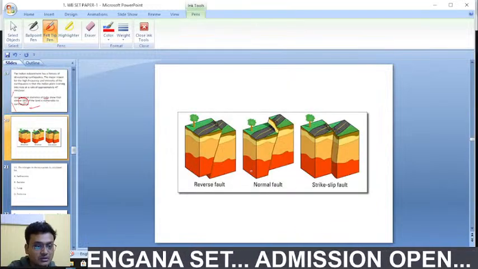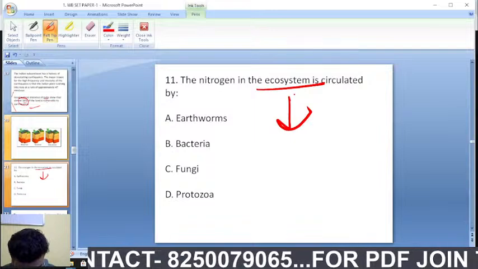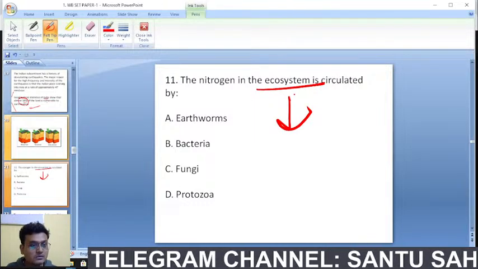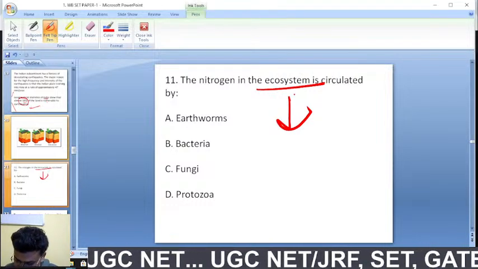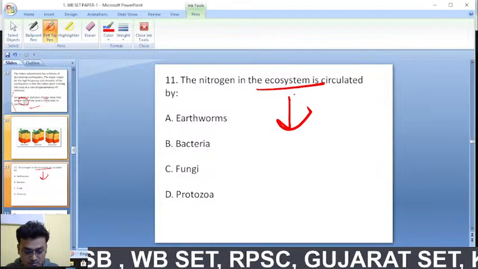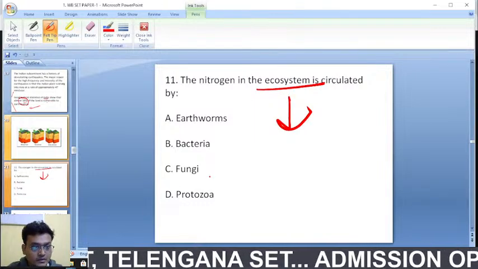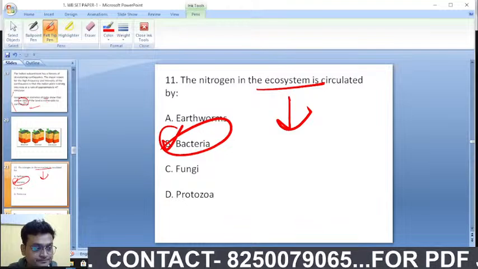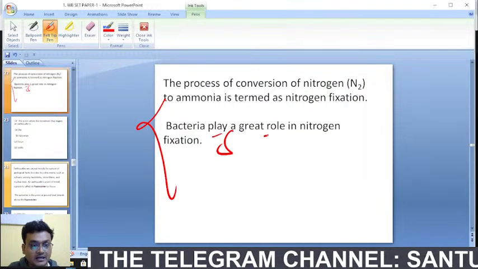Okay, chalo. The nitrogen in the ecosystem is circulated by earthworms, bacteria, fungi, protozoa. It's bacteria. Well done, it's bacteria. नाइट्रोजन इकोसिस्टम में बैक्टीरिया से होता है. Bacteria plays a great role in the fixation of nitrogen in the ecosystem. So the bacteria plays a great role in the nitrogen fixation.